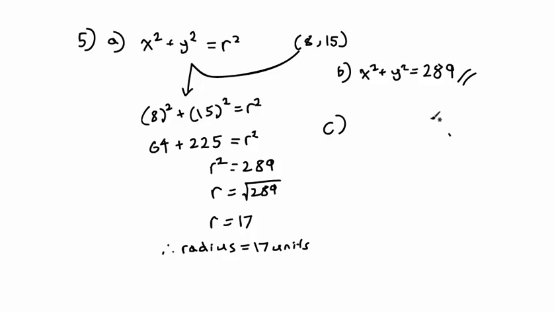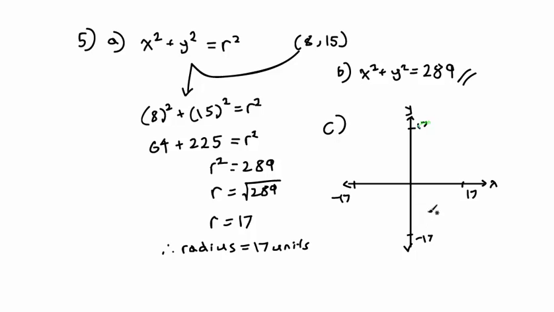Okay, so draw a quick graph. X, Y. Okay, so we know the origin is right here, and we know that the radius is 17. So how do we graph this then? Well, if the radius is 17, that means that the x-intercept has to be 17. And here has to be also minus 17. The y-intercept has to be 17, and minus 17.